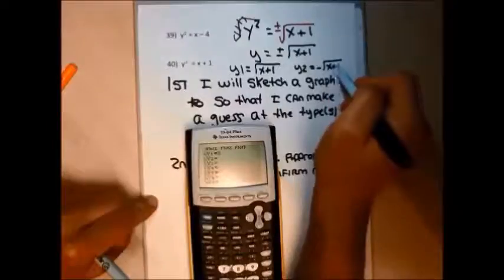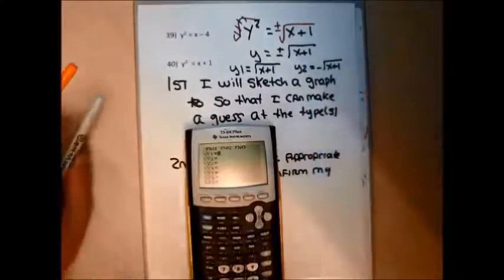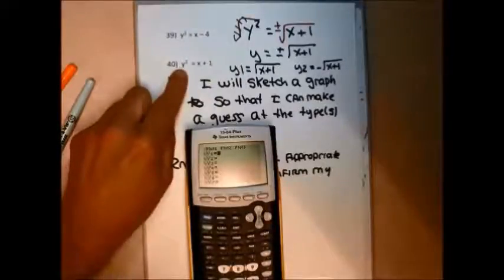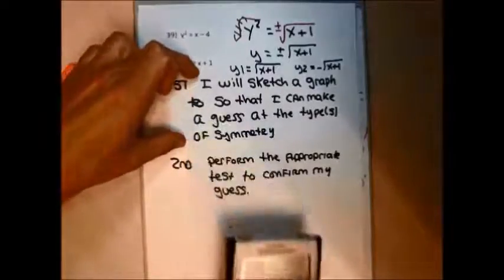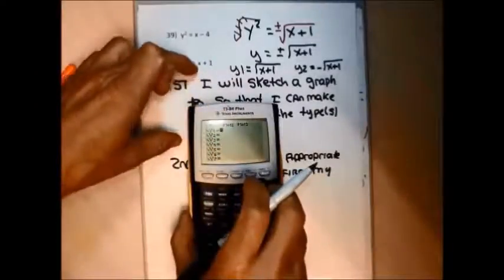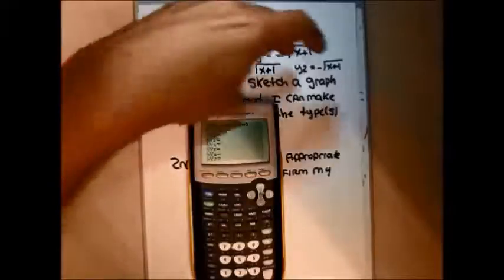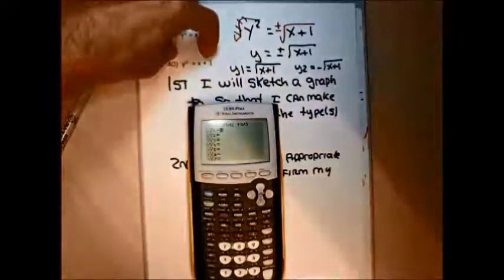So when the algebra for solving for y produces a plus or minus, you won't be able to graph one function to get the graph, because when there's a y squared, it kind of splits into two graphs. So in order to sketch a graph so I can guess the type of symmetry, I needed to solve the equation for y. This is the worst situation, when there's a y squared. You can't just do this with one graph on my calculator.